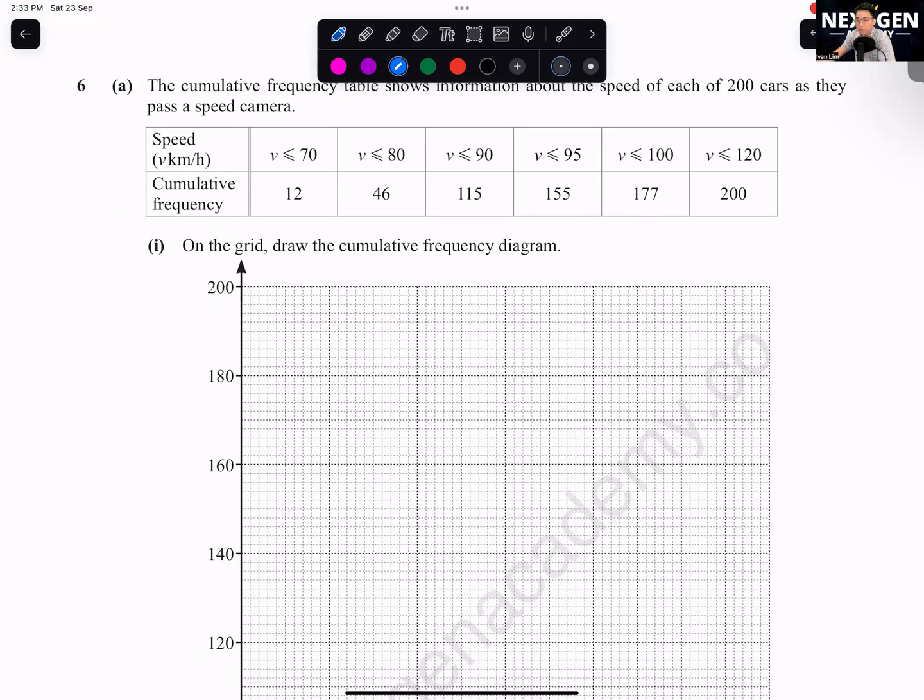Can you leave it in 8 root 2? I don't think so. Better not. According to the official mark scheme, no. So put it as a decimal.